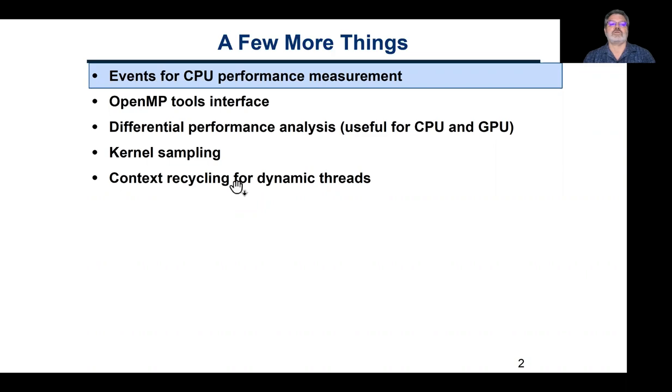I wanted to show you a key technique for understanding performance that you can use on either CPUs or GPUs. We use differential performance analysis. Third, I wanted to talk about kernel sampling just a bit, because if you don't use it, or your system isn't configured with it, then all the tools will lie to you. And then finally, something about context recycling for dynamic threads, because I think we may have run across this in one of the applications we're working with this week.